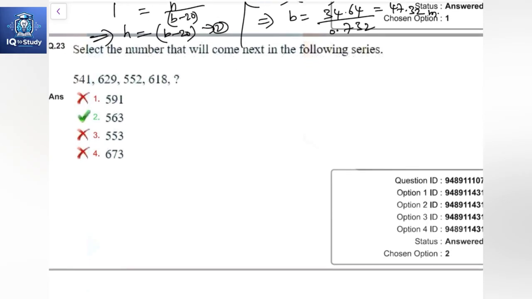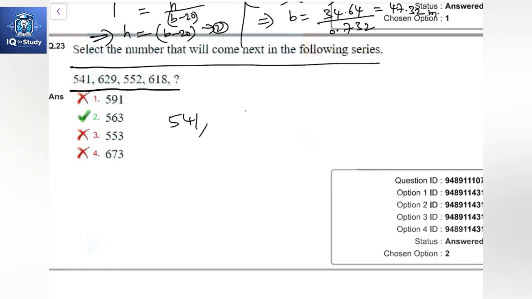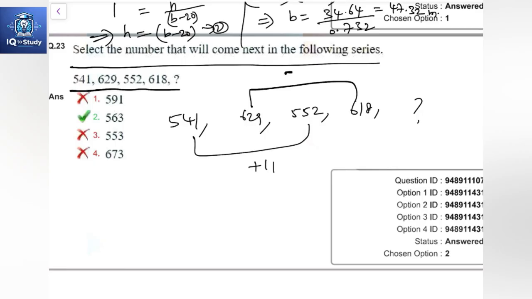Select the number that will come next in the following series: 541, 629, 552, 618 and question mark. Here 541 plus 11 is 552 and 629 minus 11 is 618. Similarly, 552 plus 11 becomes 563. So option 2 is correct.